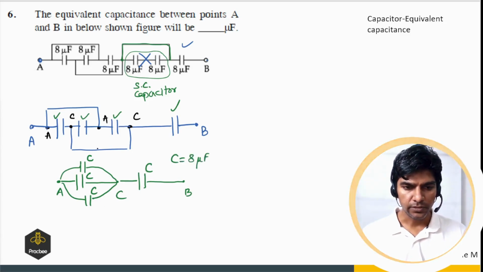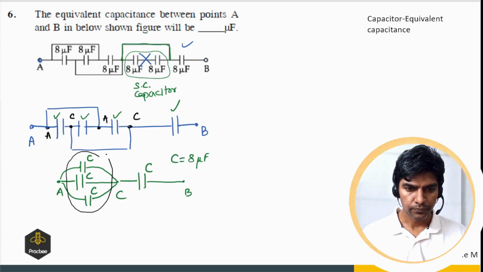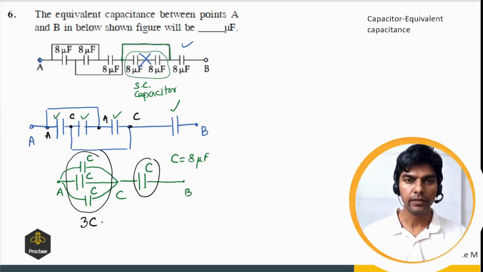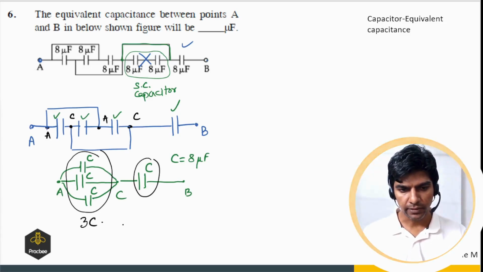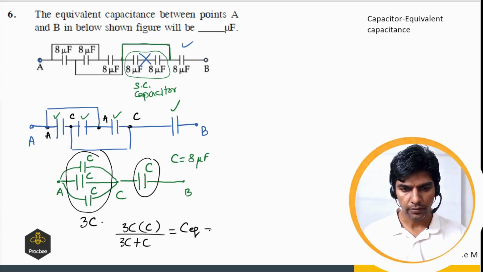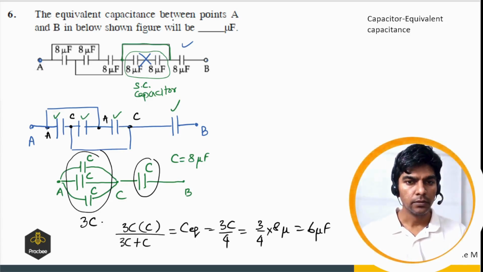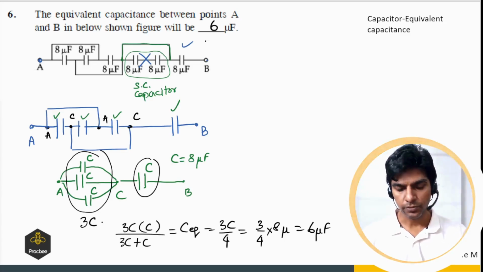Now these 3 capacitors are in parallel, so it will be 3C. Now 3C and this C are in series, so we can say 3C times C divided by 3C plus C will be C equivalent, which will be 3C by 4, and C is 8 microfarad. So it comes out to be 6 microfarad. Okay, so 6 is the answer of this question.